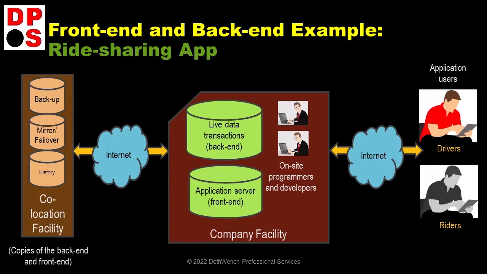I also included a co-location facility on the way left of the slide. See how we have a backup and a failover server that's basically a mirror of the live data? Also, if you think about ride sharing, there will be a lot of history. Probably they want to archive that history at the co-location facility so they could improve application I/O.